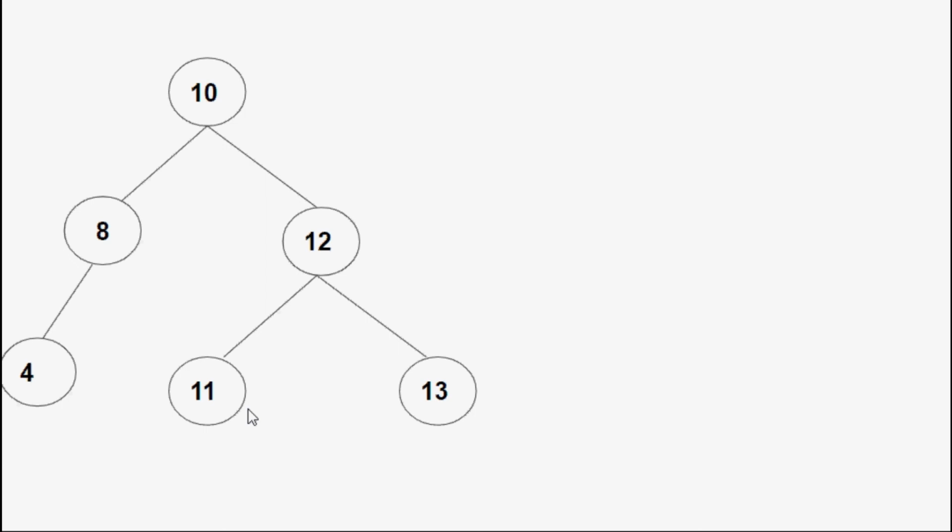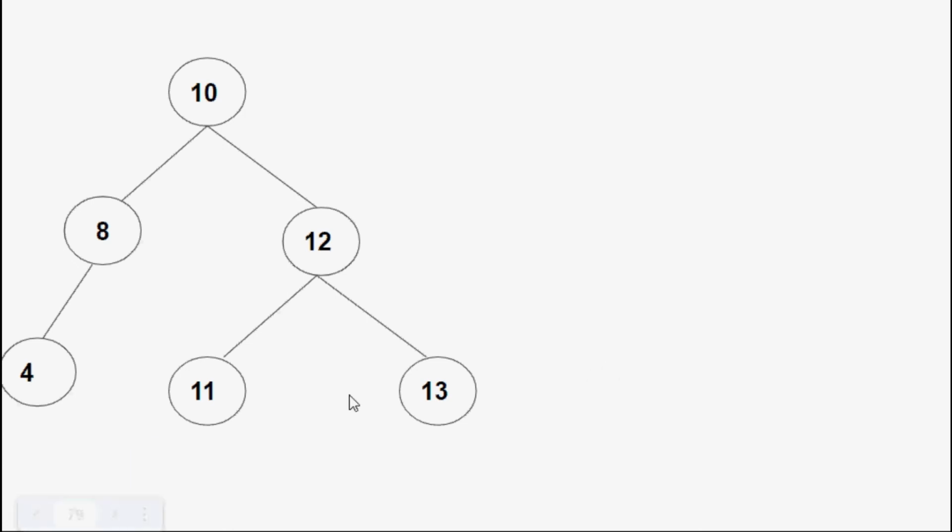Whenever you are going to calculate the balance factor, you can simply say all the leaf nodes have balance factor 0. That is for sure. Why? Because leaf nodes are not going to have any left or right child. For balance factor we need to calculate the height of the left and right subtree, but since a leaf node is the last node, it is not going to have any right or left subtree. So we can simply say that all these three nodes have a balance factor of 0.